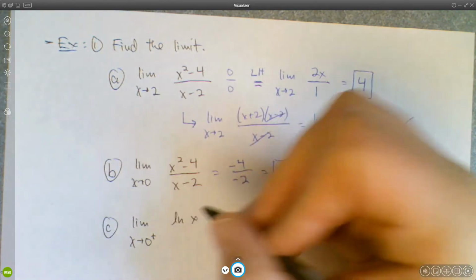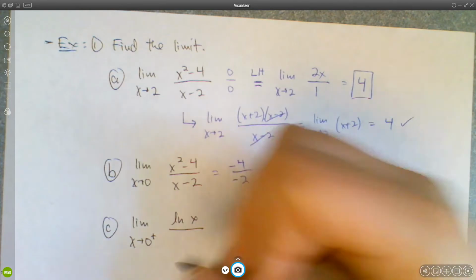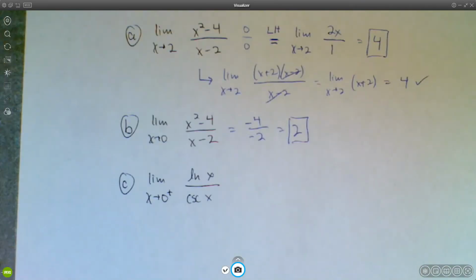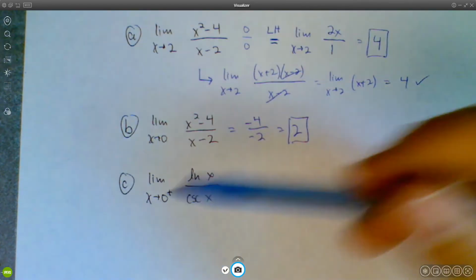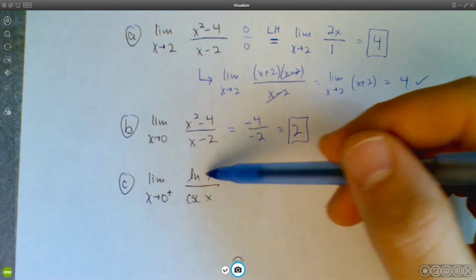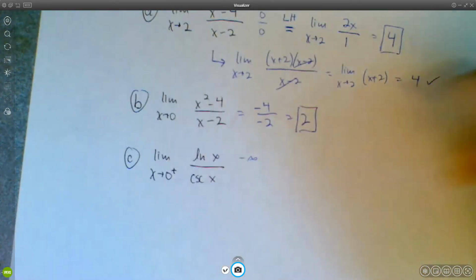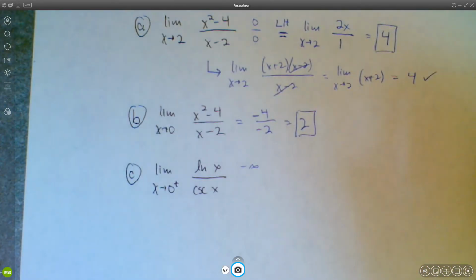So let's do the limit as x approaches 0 from the right of ln of x over cosecant x. Holy schmoly, who wrote this problem? Actually, I think I copied it from your book, so this is your book's fault. But let's think about what's happening here. As x approaches 0 from the right, ln of x is going to go to negative infinity. And what's going to happen to cosecant x?